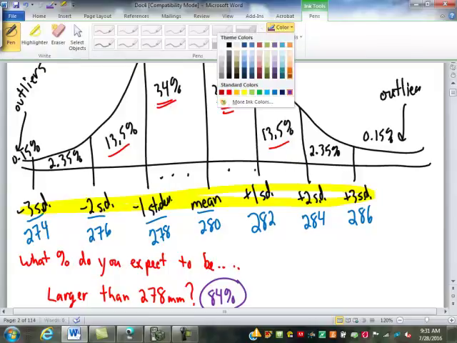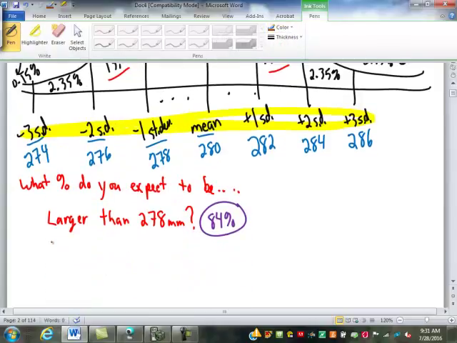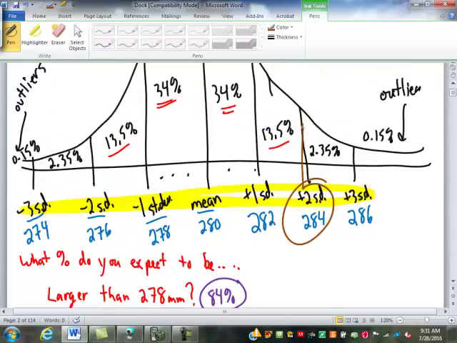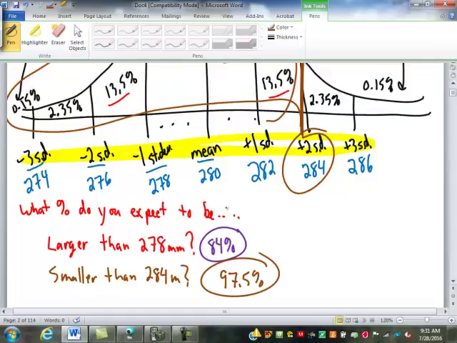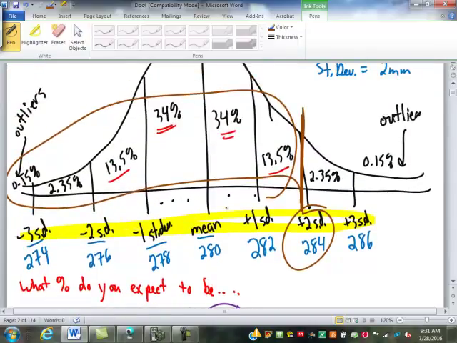What if I were to ask, what percent do you expect to be smaller than 284 millimeters? Well, here's 284. Smaller than would be left or right? Left. So I'm going to add up those percents. You get 97.5% if I add them all up. Does that make sense?